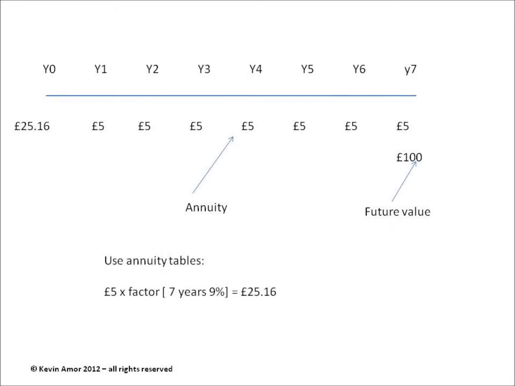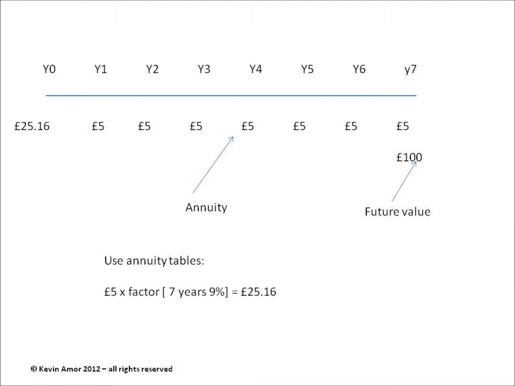The interest flows are an annuity. It's a fixed amount of money for a fixed period of time. So we need the present value of an annuity. The future value, the principal, the £100, is just a future value, so we'll simply find the present value of that in a minute.